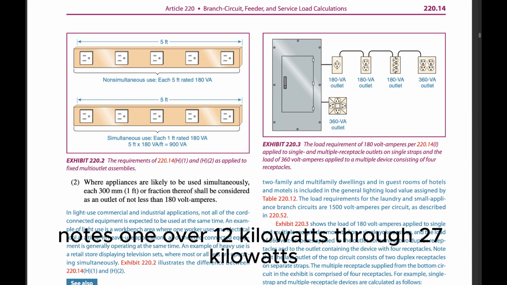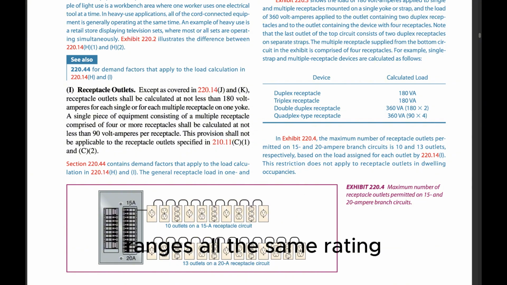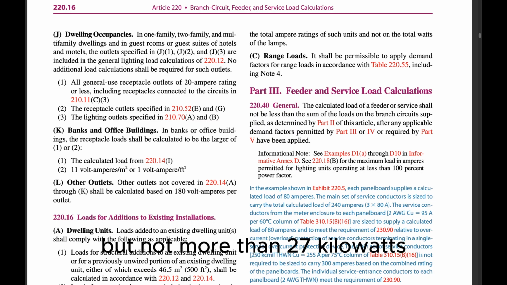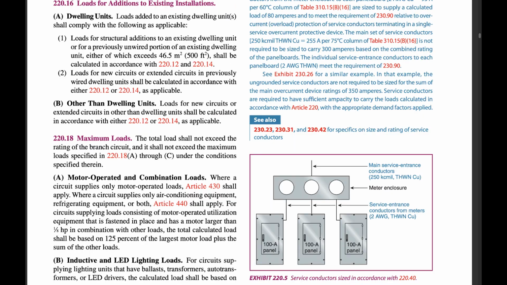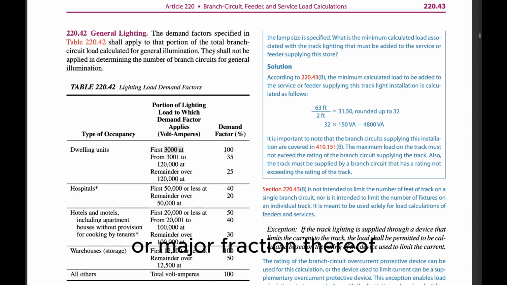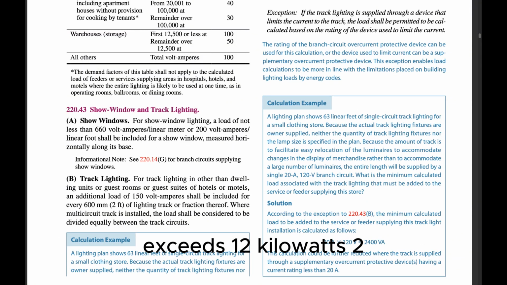Notes. 1. Over 12 kilowatts through 27 kilowatts ranges all the same rating. For ranges individually rated more than 12 kilowatts but not more than 27 kilowatts, the maximum demand in column C shall be increased 5% for each additional kilowatt of rating, or major fraction thereof, by which the rating of individual ranges exceeds 12 kilowatts.